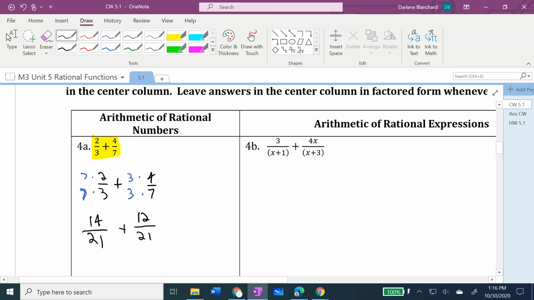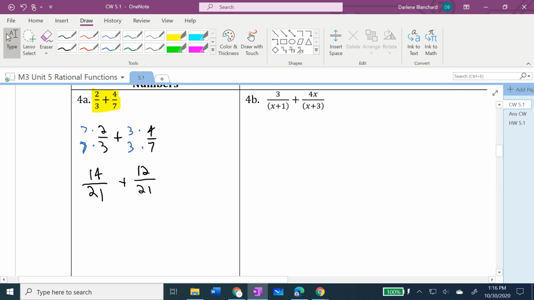And do you remember how to add fractions? Keep that common denominator, because that's telling you how big those numerators actually are, and then add the numerators together, and that gives us 26.